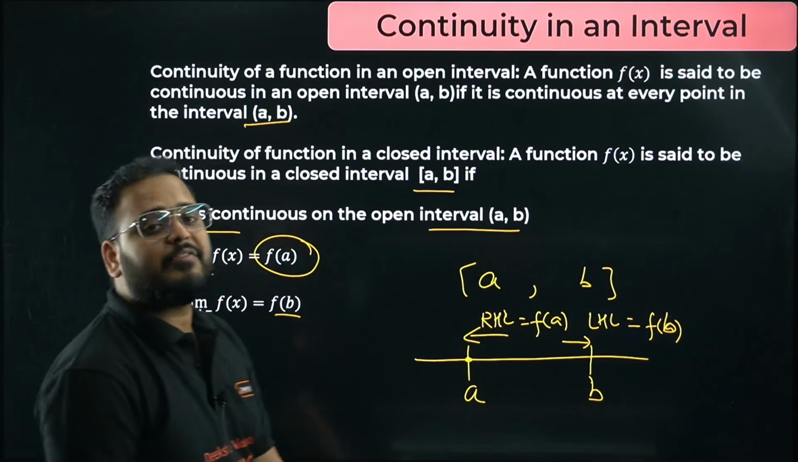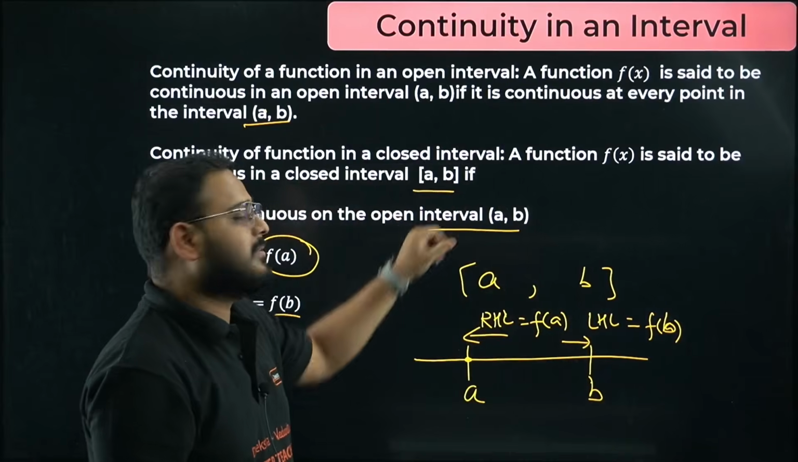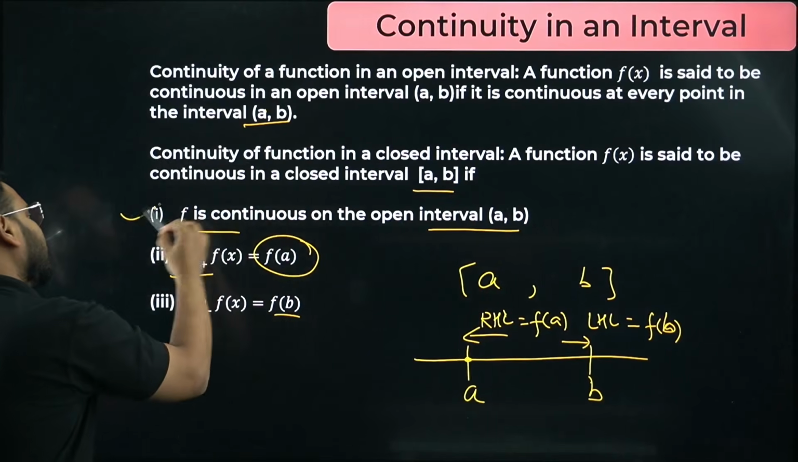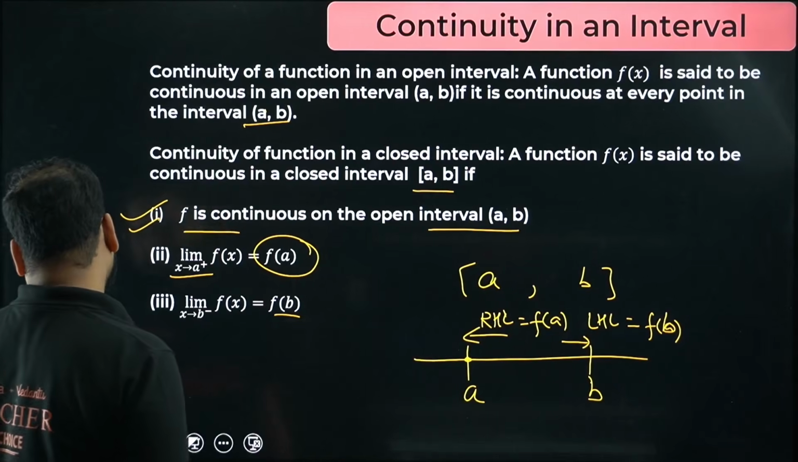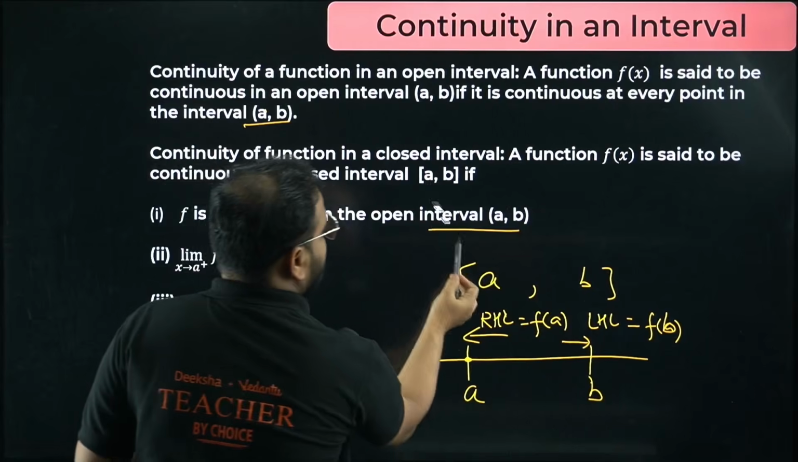That's how you define a function to be continuous in a closed interval a comma b. The open interval should be there, plus these two conditions. Clear, right? So I think this will be relevant to you. I'll erase some extra things. Okay. All right, so I'll just erase these parts.